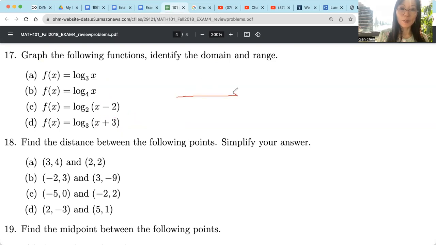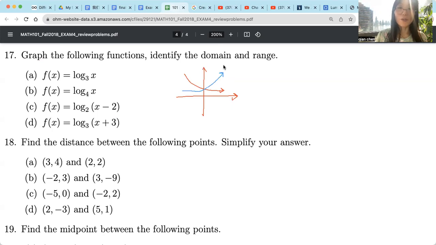So remember, let me first graph exponential functions. Exponential functions and log functions are inverse of each other. So exponential functions, if we remember from my previous video, are either exponential decay, or let me use blue color, or exponential growth. The blue color is exponential growth. The red color is exponential decay.